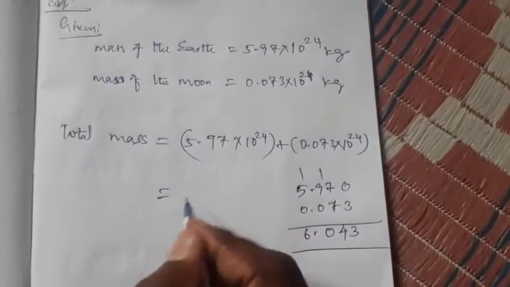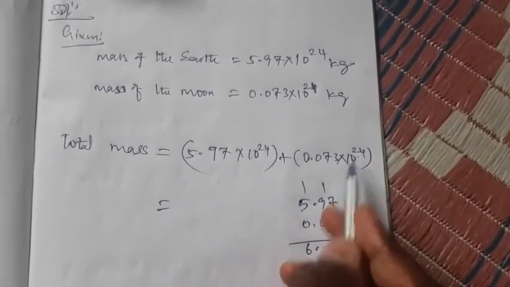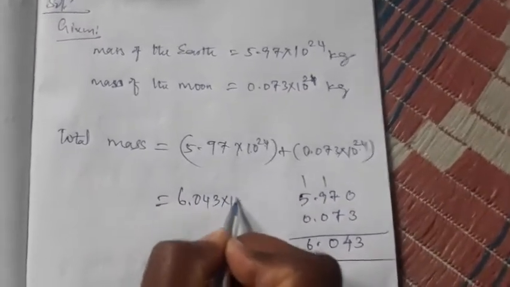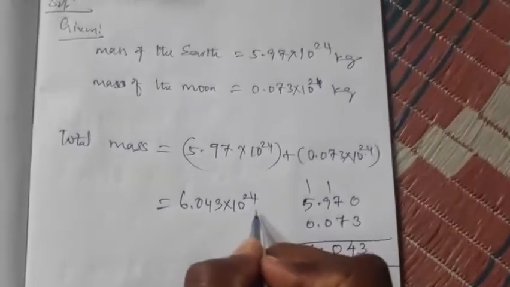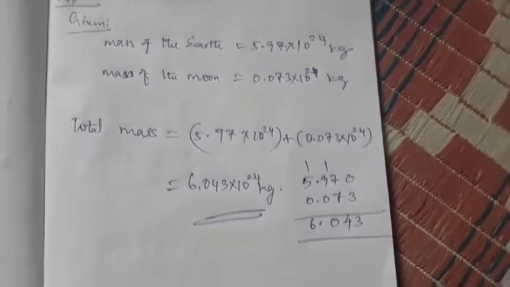The power is 10 to the power 24 in both, therefore directly we can add, therefore 6.043 × 10 to the power 24 kg. Therefore this is the required solution. So next question.